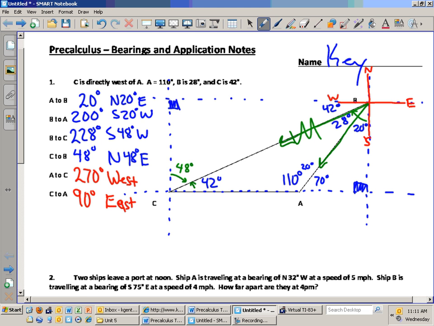So look at the relationship here, people. 20 and 200, what did they differ by? 180. So that's the way to check to see if you did it right. 228 and 48, what do they differ by? 180. 270 and 90, 180. All right? So piece of cake, upside down.